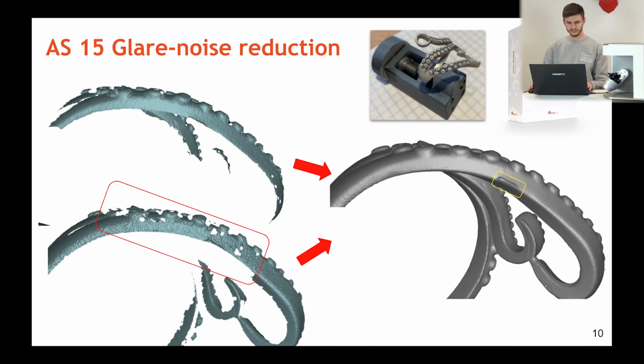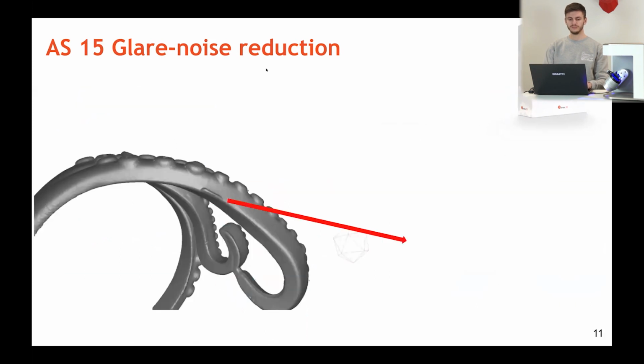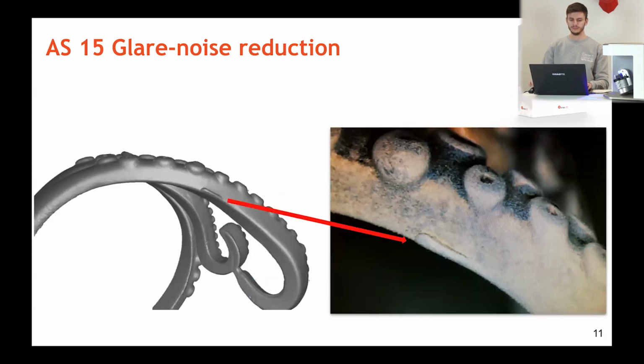Now, this image is also ideal to show you that the glare noise reduction algorithm is smart. So the bump that you see on the fusion, and I marked that in yellow, is not noise. It's actually something that is present in the original geometry of the ring. And here you can see that bump in the photo, which was taken under a microscope. So while the noise that was sticking out of the scan surface was effectively removed by the algorithm, the small bump on the ring's surface remained untouched and was reconstructed correctly.